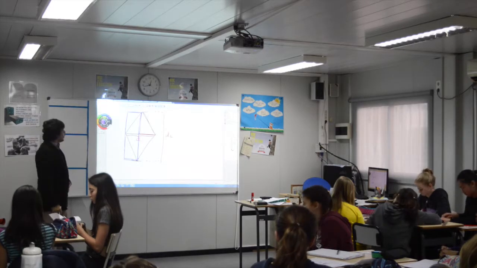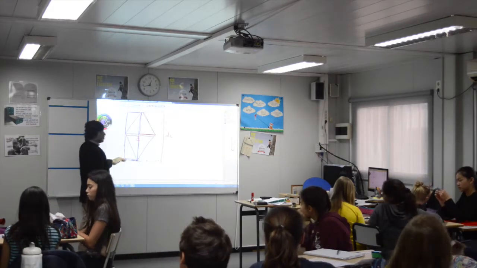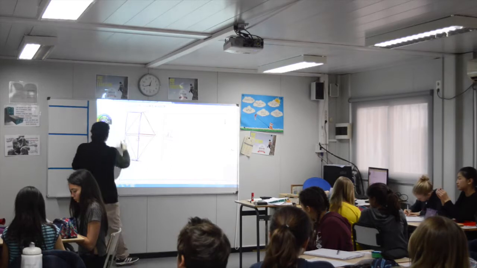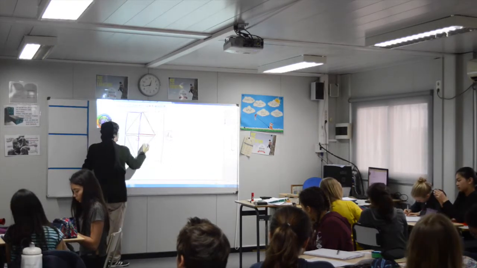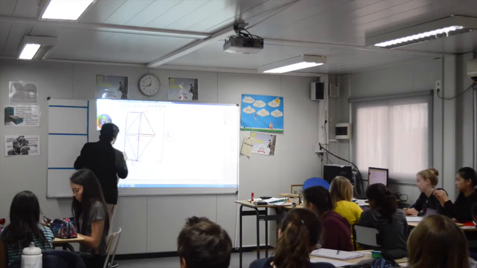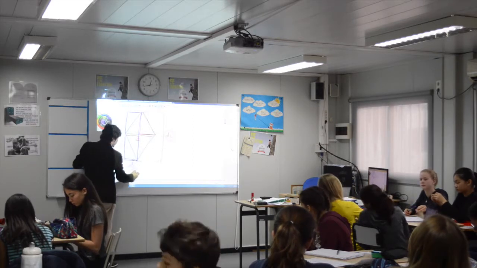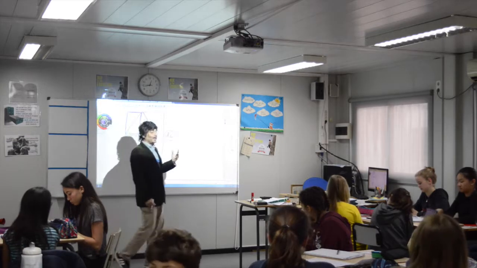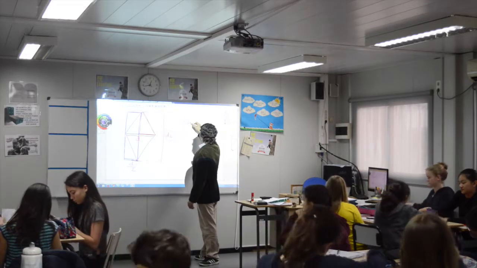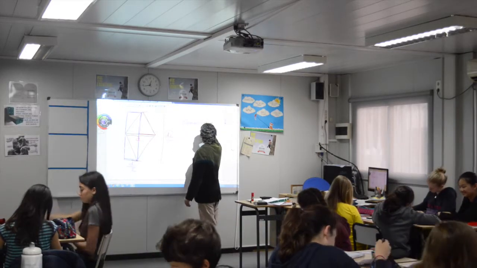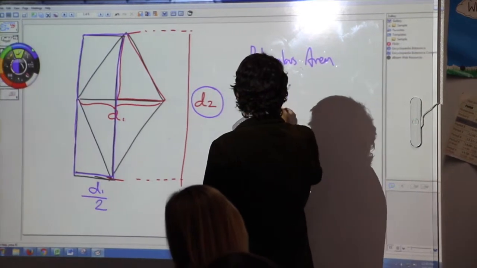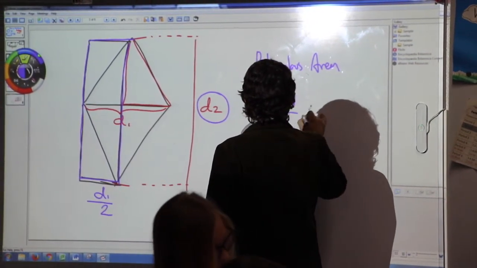Eloise? All right, so what is the length, the long side of that rectangle? It's still diagonal two. So we're gonna use that for the rectangle. And what happened with the diagonal one? Exactly. Diagonal one went from being a whole diagonal one to being half of it. So the equation for the rhombus, and that's basically the kind of work I want you to do, is, you write rhombus area: diagonal one divided by two, times diagonal two.